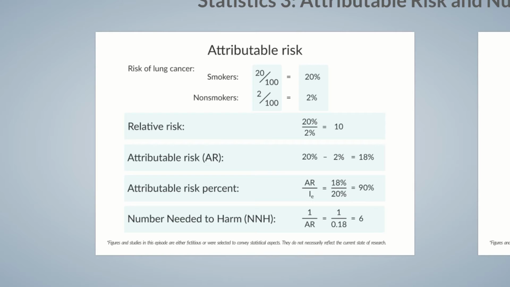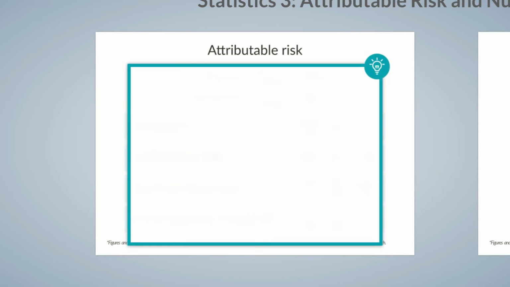Through its name, the number needed to harm reveals how to interpret the calculated number. So, based on our study, if 6 individuals start smoking, then 1 will eventually develop lung cancer. There is also a closely related value for the number needed to harm that emphasizes another measure, the number needed to treat. But before we delve into it, we need to go back to the attributable risk.